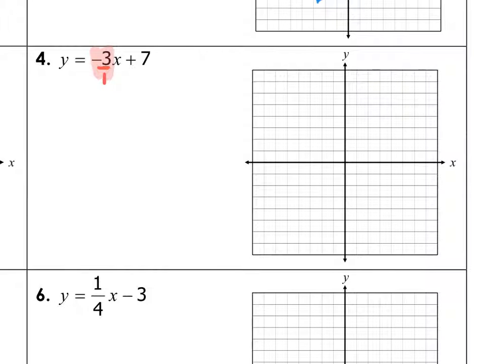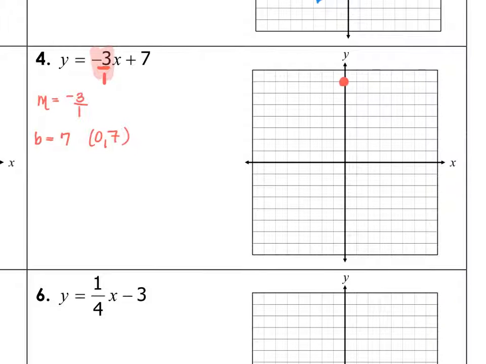So for number 4, the slope is -3 over 1, and the b is 7, which is the point 0, 7. Let's plot our y-intercept at 0, 7. We always plot the y-intercept first. The slope is not a point. This is a point. So 0, 7, 1, 2, 3, 4, 5, 6, 7.